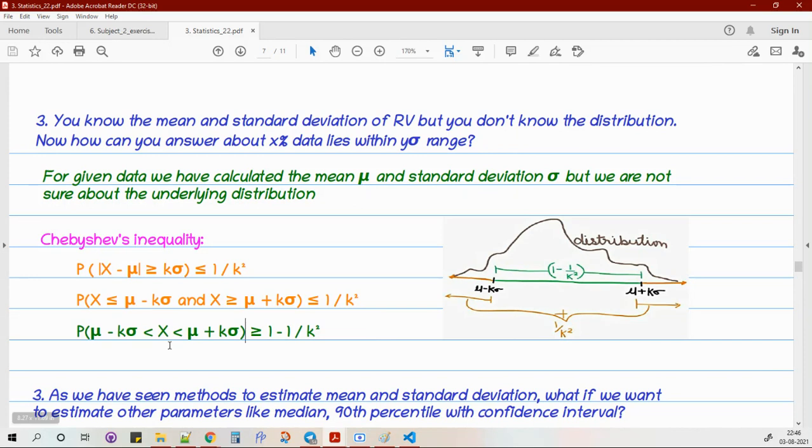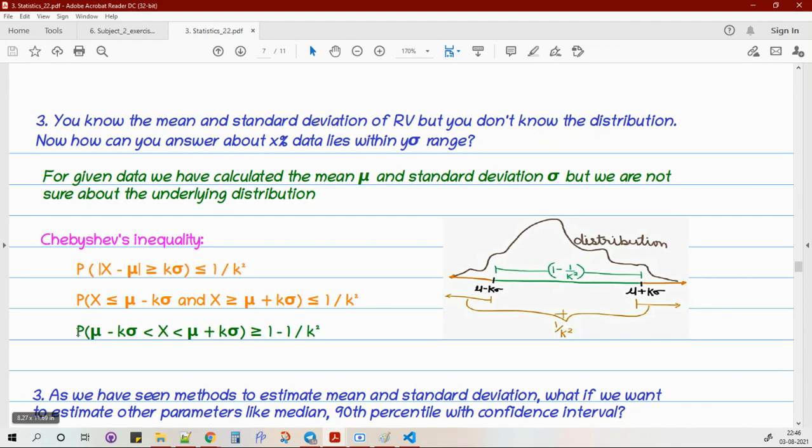So what's the probability that my x is lying between k sigma range, be it 1 sigma, 2 sigma, 3 sigma, any range? If it is not normally distributed, we can apply Chebyshev's inequality. What it is saying is that the probability of x lying within k sigma is greater than or equal to 1 minus 1 by k square. This is the original formula, and we can derive it.